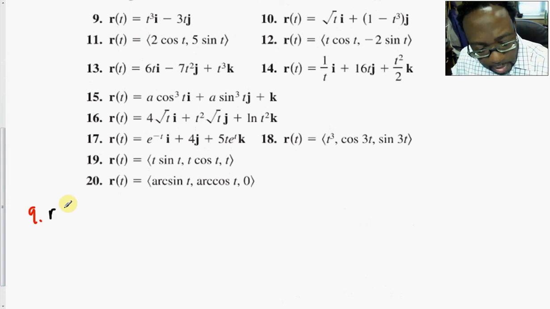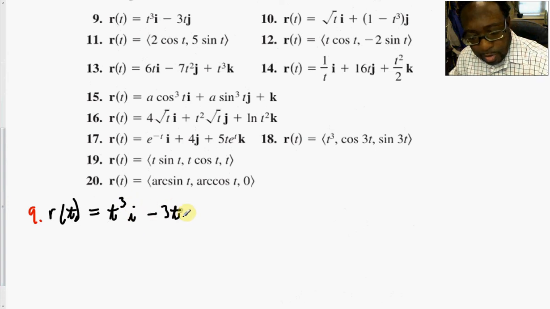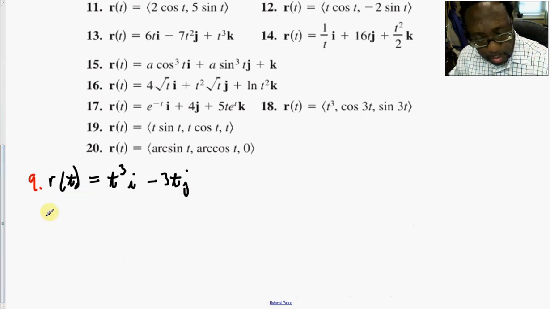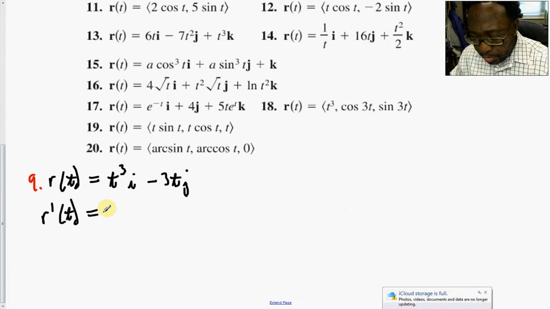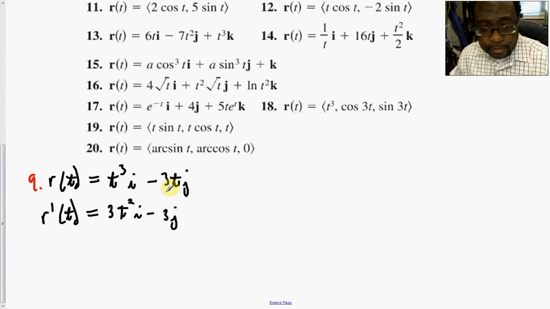For number 9, if r of t is equal to t to the third i minus 3t j, then r prime of t is 3t squared i minus 3j.